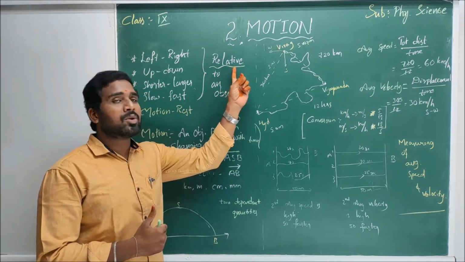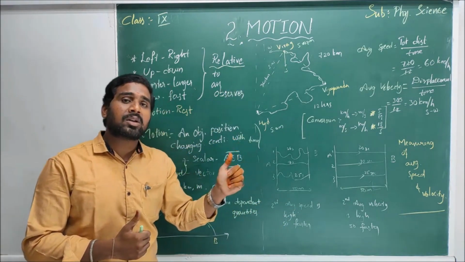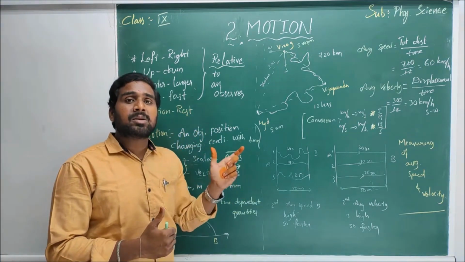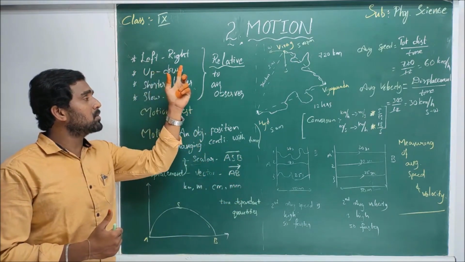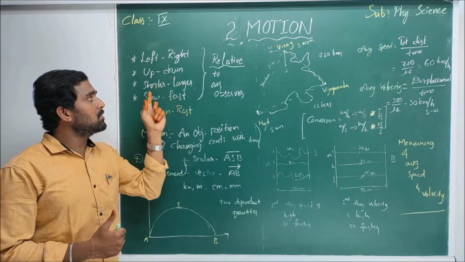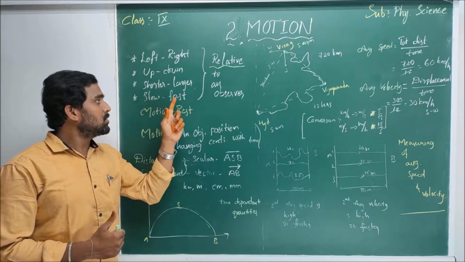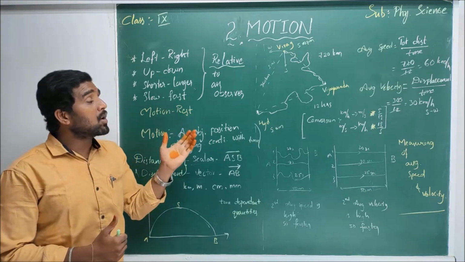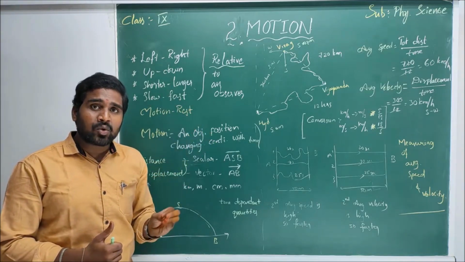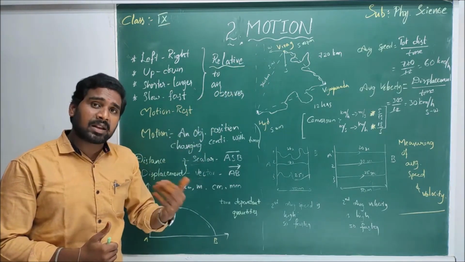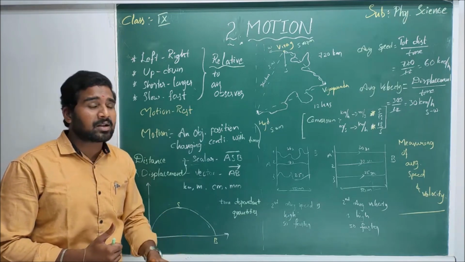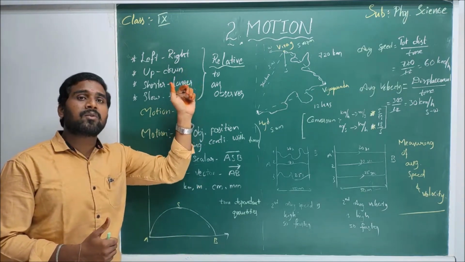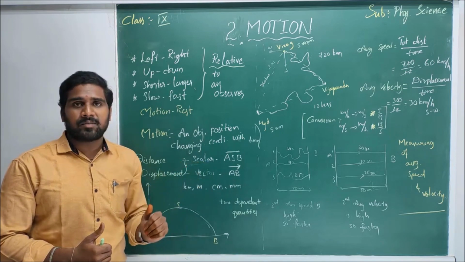So we have to know about the word relative. Before going there, our textbook gives some examples: left to right, up or down, shorter, longer, slow, fast. These are all combinations of words. Sir, how can those help us to know about the motion or rest of an object? First we consider one example, left and right.